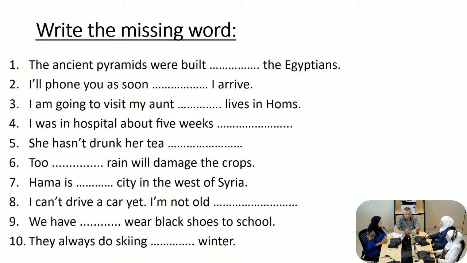For number 7, I want to say something. If Hama is the only city in the west of Syria, we can say Hama is the city in the west of Syria. But if we have more than one city in the west of Syria, it should be "is a city in the west of Syria." Thank you.